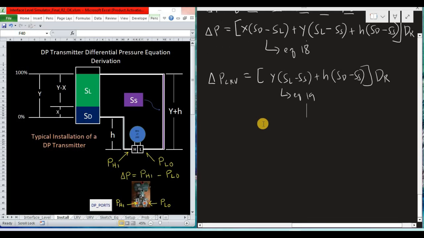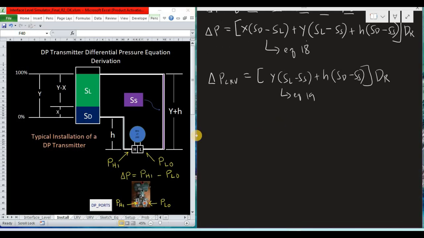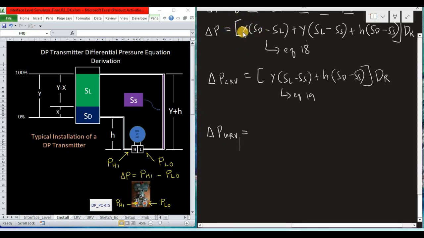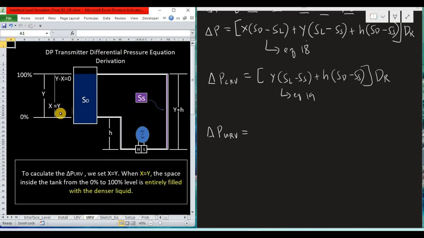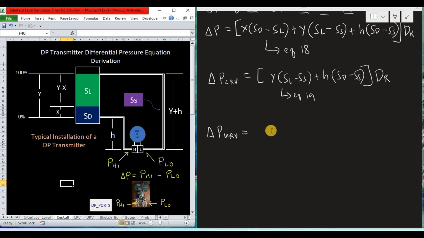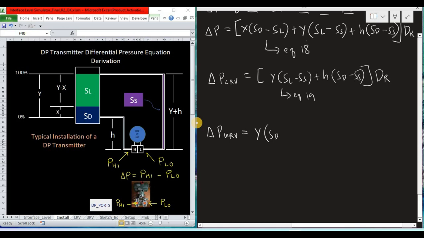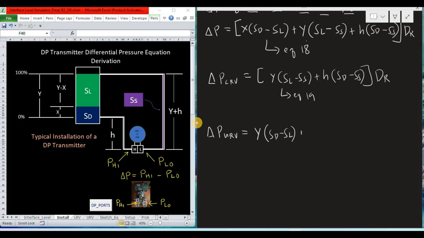Okay, and now let's derive the equation for the differential pressure URV. Now the differential pressure URV can be calculated by setting x equal to y in this equation. So by setting x equal to y, it means that the tank from the 0% to the 100% level is entirely filled with the denser fluid as shown on this diagram. Okay, so by setting x equal to y in this equation, the differential pressure URV is y times SD minus SL plus y times SL minus SS plus h times SD minus SS, and then multiplied by DR.